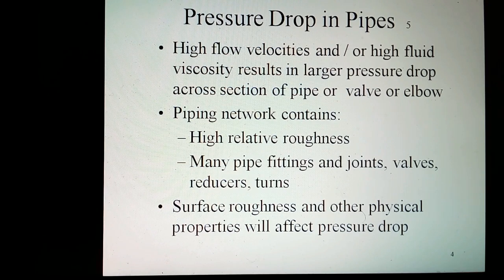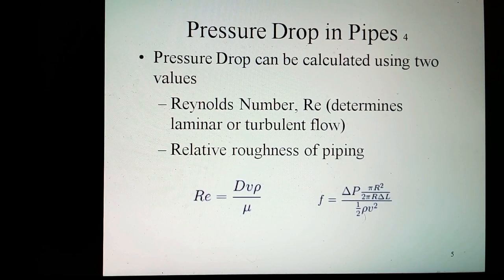A piping network containing a high relative roughness rating, as well as many pipe fittings and joints, tube convergence, divergence, turns, surface roughness, and other physical properties will affect the pressure drop. Pressure drop can be calculated using two values: the Reynolds number, Re, which determines laminar or turbulent flow, and the relative roughness of the piping.